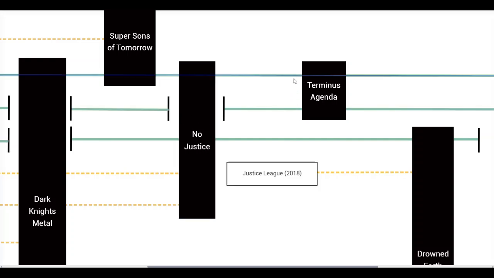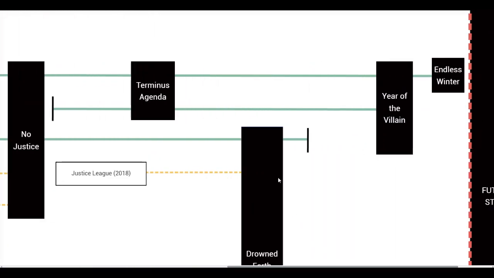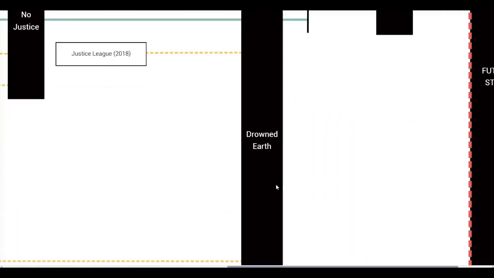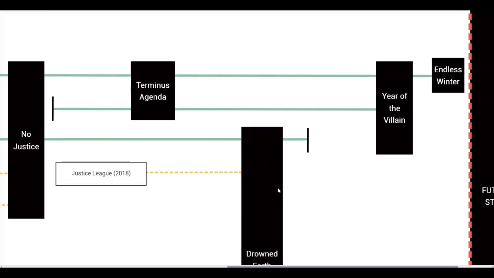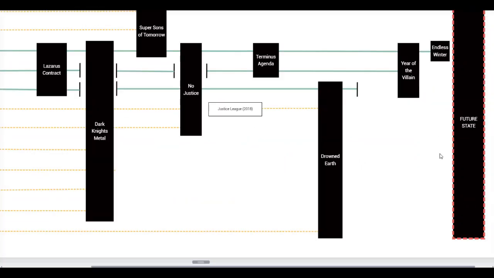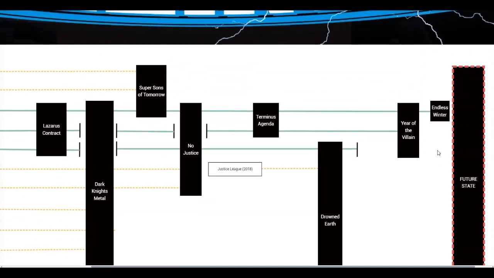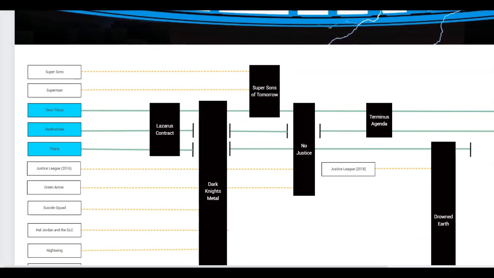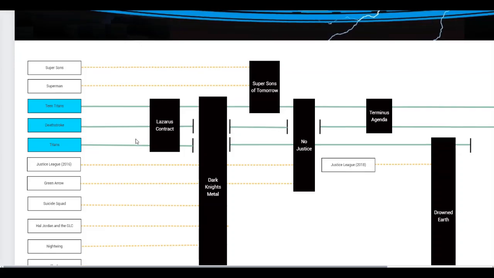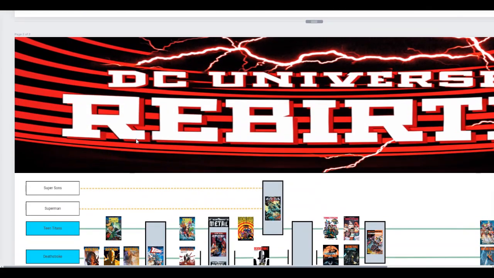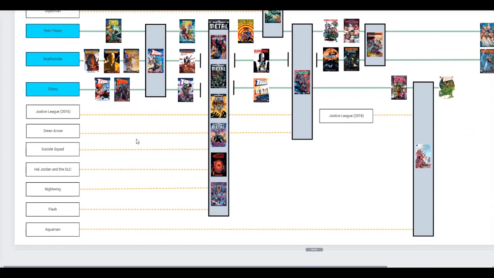And then Deathstroke and Teen Titans intersect in the Terminus agenda, before Titans continues on with Drowned Earth, which you can see here as something intersecting with Aquaman. We then have Year of the Villain, and then Endless Winter before we get to Future State. So this should all look reasonably familiar in terms of stuff that we've talked about on previous videos in section 3.